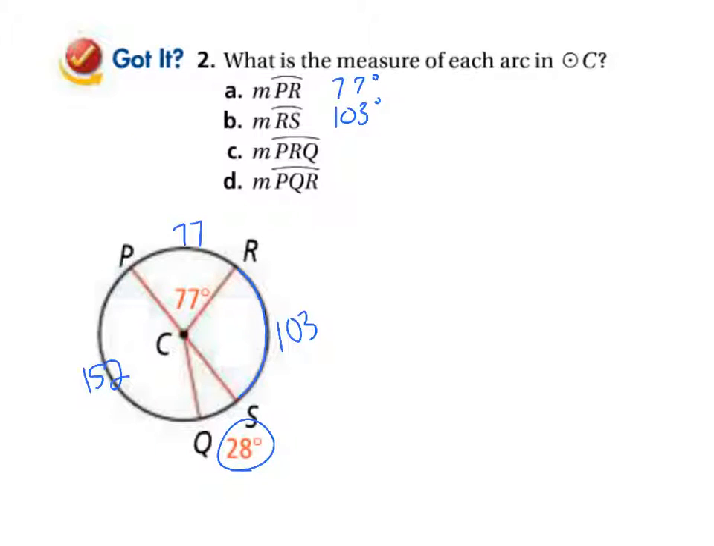All right, the next two are major arcs. I know that because they have 3 letters. So P, R, Q. So from P to R all the way to Q. All right, so I'm going to have to add the 77, the 103, and the 28. All right, let's see what we get when we do that. All right, I have it 208 degrees. All right, why don't you do that last one? See if you can find the measure of arc PQR.